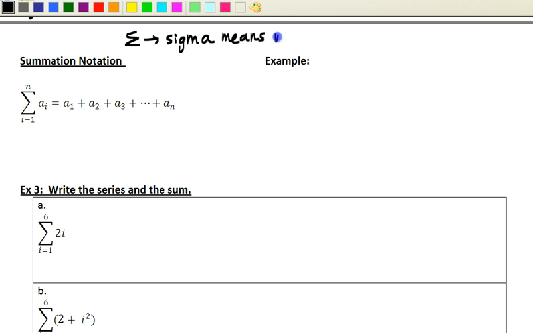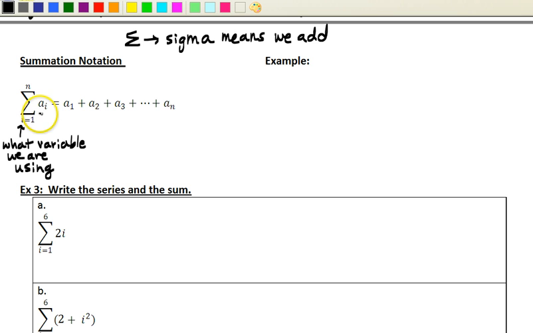So if it just has a sigma, that means that we're going to be adding something together. And here is what each of these pieces mean. Please write this down. We'll start with this little i right here. That i just tells us what variable we are using. So sometimes it's going to be n, sometimes it's going to be k, sometimes it's going to be i. Doesn't really matter. It could change. You can use any variable you want. So that letter tells us what variable we're using.